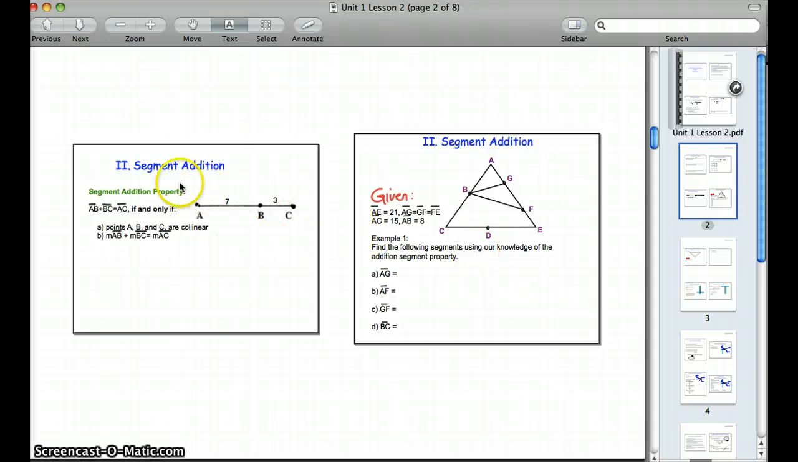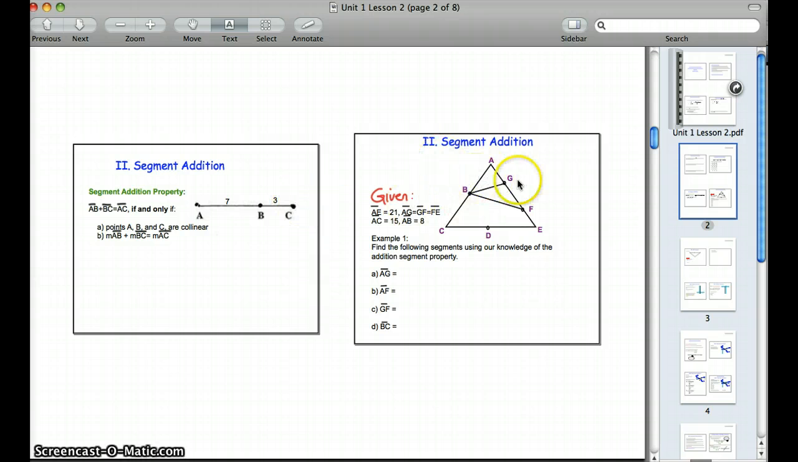So go ahead and do it. It says the segment addition property: AB plus BC equals AC if and only if points A, B, and C are collinear. And we know from lesson 1 that collinear means that all of these points have to be on the same line. So the measure of AB plus BC is going to equal AC. So AC equals 10.